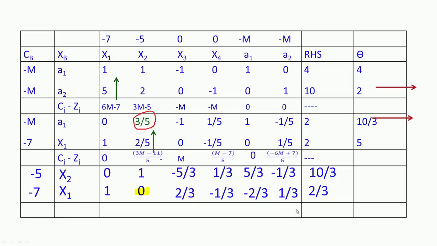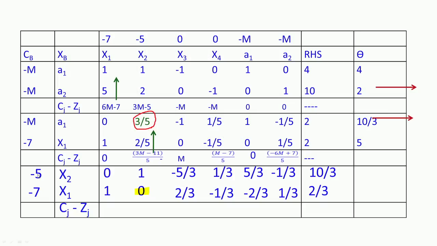Now we have to check whether this solution is optimum, or we have reached the optimum here, or do we need to go further. To do that, we have to find the Cj minus Zj values. So we do Cj minus Zj. So minus 5 into 0 plus minus 7 into 1 is minus 7. Minus 7 minus minus 7 is 0. Z2 is minus 5 plus 0 is minus 5. C2 minus Z2 is minus 5 minus minus 5, which is 0. So the basic variables will have 0 value.